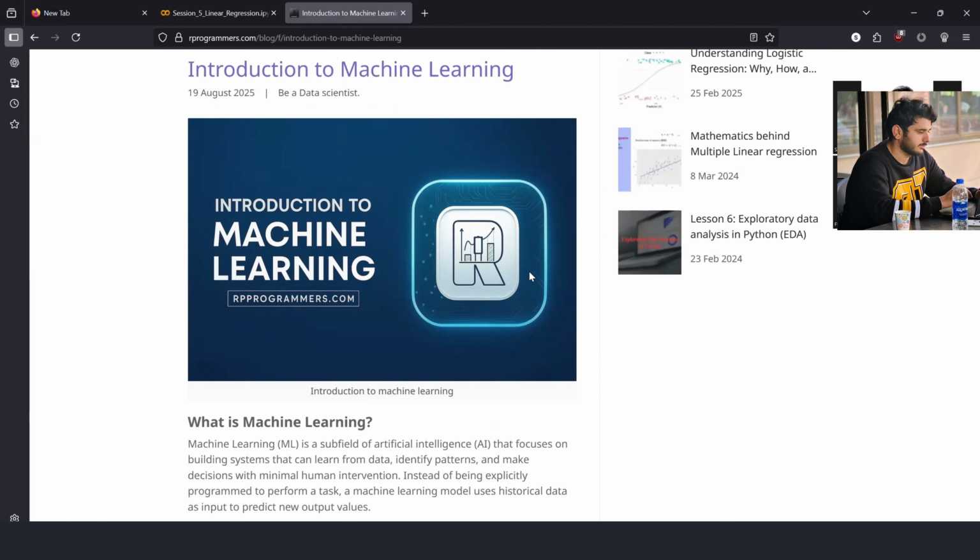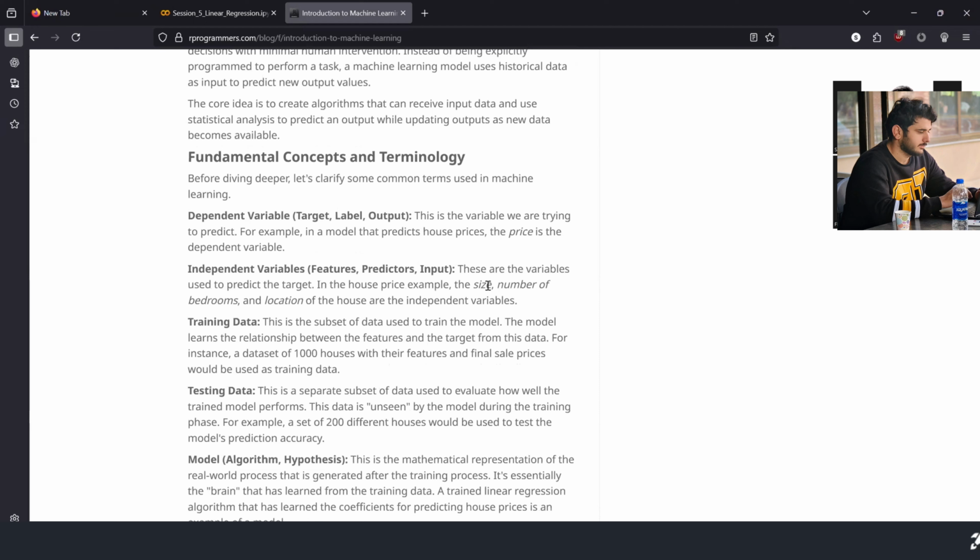So we will start off with a little bit of theory and then we will move on to our previous topic, linear regression. Whenever we are talking about machine learning models, we will be talking about these terms a lot, and to make things clear, we should discuss them earlier.